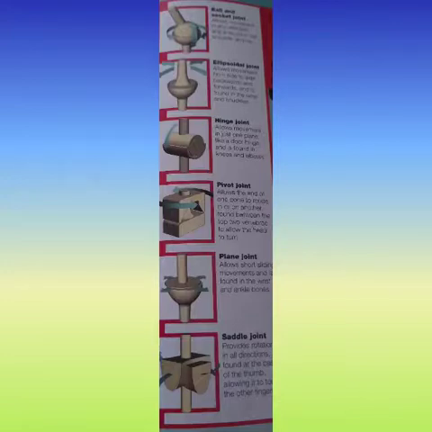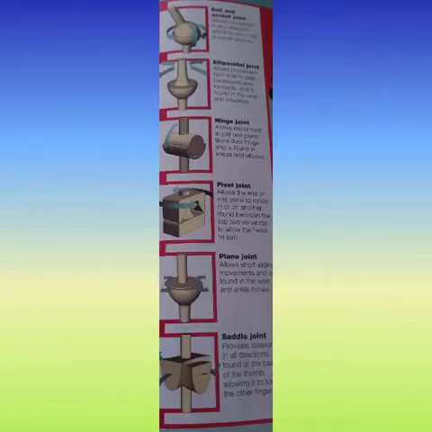Ellipsoidal joint allows movements from side to side, backwards and forwards and is found in the wrist. Hinge joint allows movement in just one plane, like a door hinge, and is found in knees and elbows. Pivot joint allows the end of one bone to rotate in another, found between the top two vertebrae to allow the head to turn. Plane joint allows short gliding movements and is found in the wrist and ankle bones.